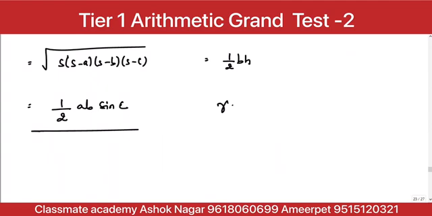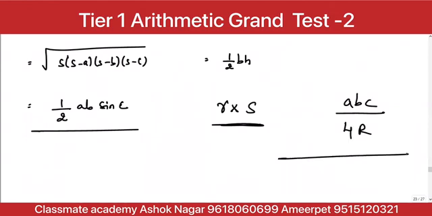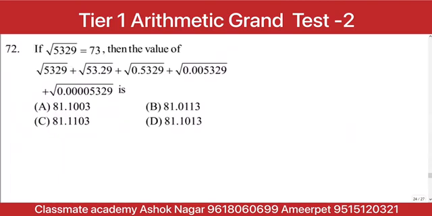When inradius and semi-perimeter are given, it is R into S. When the product of 3 sides and the circumradius are given, the area of the triangle is what? ABC by 4R. All these are areas only. Area you generally represent by delta. So these are the 5 different areas. You have a lot of other areas, but these are the main ones.